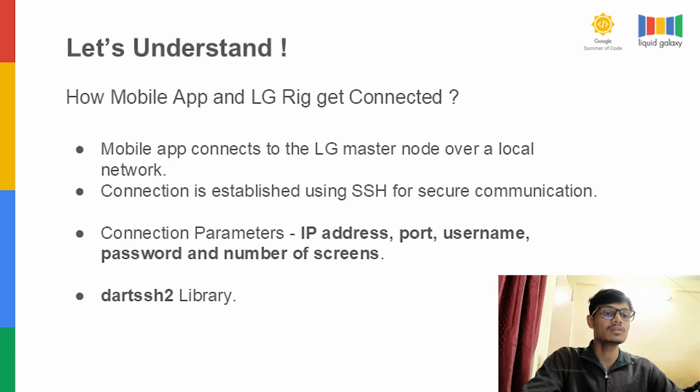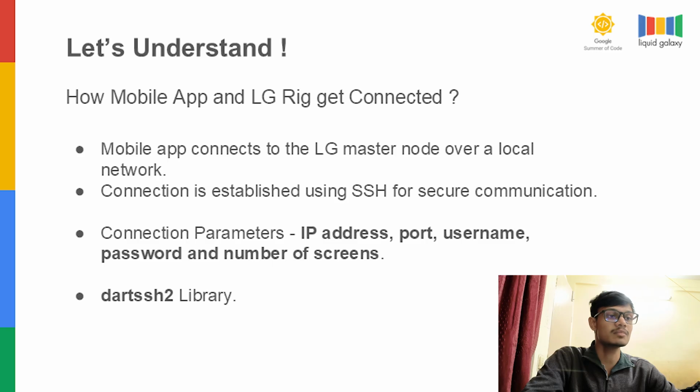Let's understand how the app and LG rig get connected. The mobile app connects to the LG master node over a local network. The connection is established using SSH for secure communication. In the app, we have to fill in some LG connection parameters such as IP address, port, username, password, and number of screens. While establishing the connection, the app creates a secure SSH session with the Liquid Galaxy master node using the dartssh2 library. Once the SSH connection is successful, the app can remotely execute commands on the LG rig.